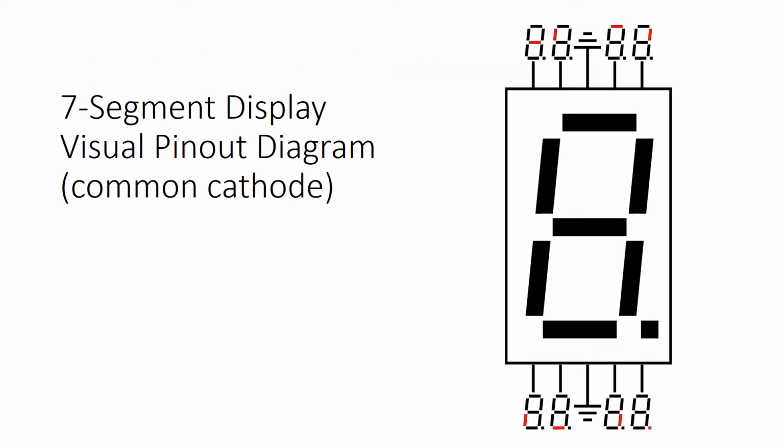The 7-segment display visual pinout diagram using a common cathode is shown here, and you can see different pins lighting up different lights in red on this picture. It's basically a visual way of seeing which pin lights up which light.